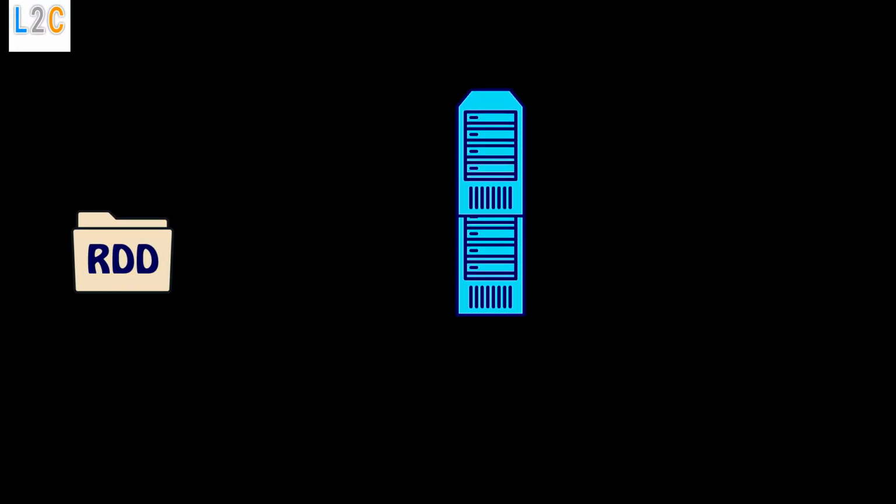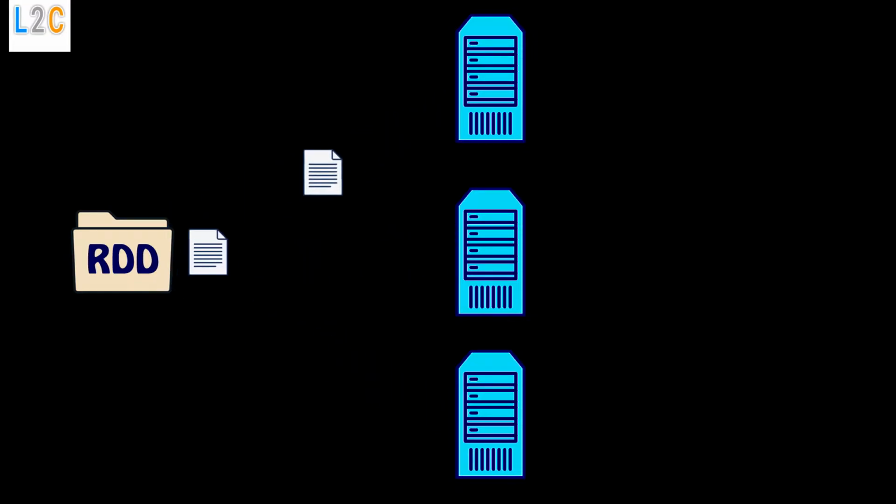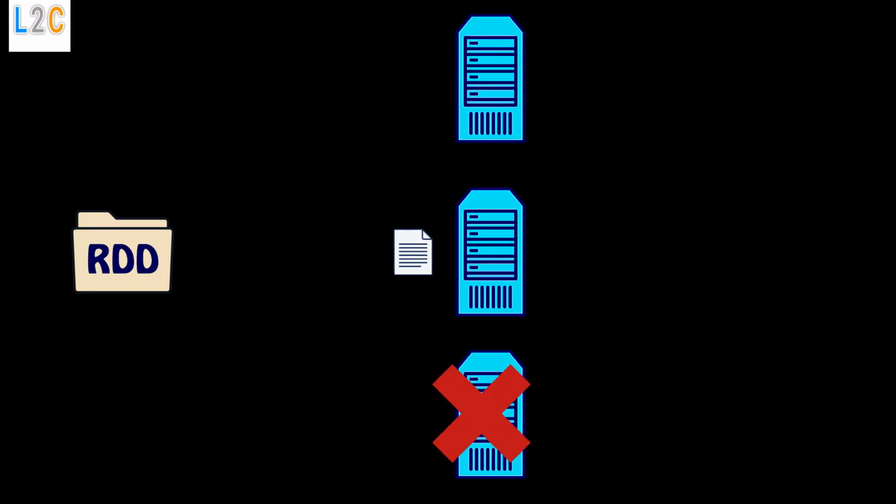RDD stands for Resilient Distributed Dataset. RDDs represent an immutable, partitioned collection of elements that can be operated on in parallel on different physical servers, also called nodes in a cluster. Immutable means that the data is read only, you can't change it. If a node fails, Spark can finish the job with current nodes without losing any data.